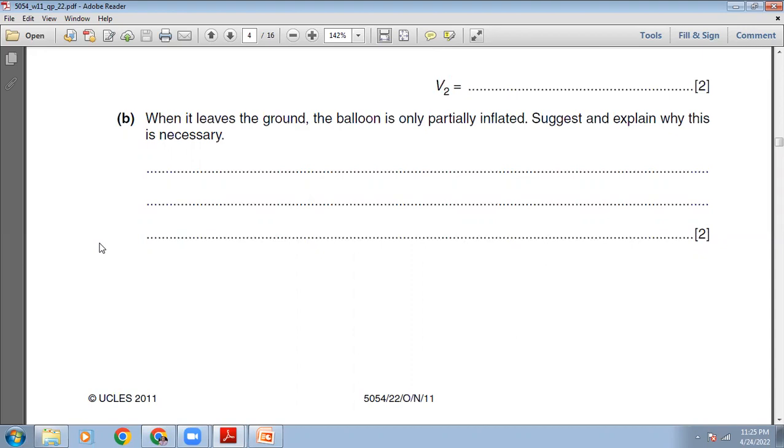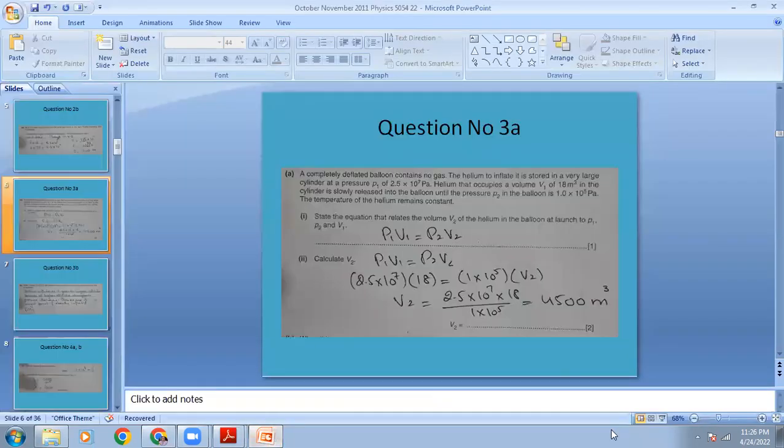So when the external atmospheric pressure decreases, the pressure of the gas in the balloon will still be the same. But the atmospheric pressure, which is trying to squeeze that gas, will decrease. So what will happen? The balloon will automatically start inflating. If you have already inflated it fully, when it goes to a higher altitude, it will burst. To avoid that, we do this. I hope you understand what I'm saying.